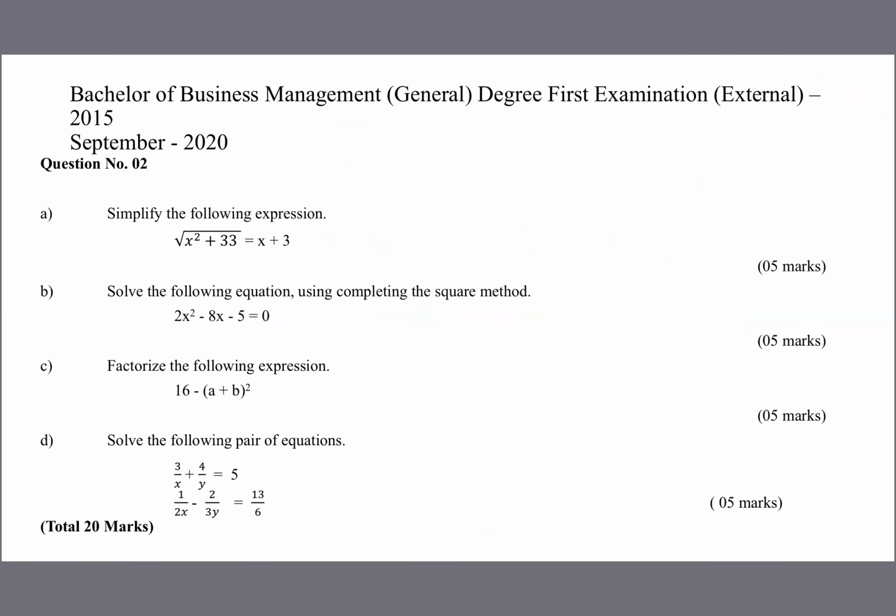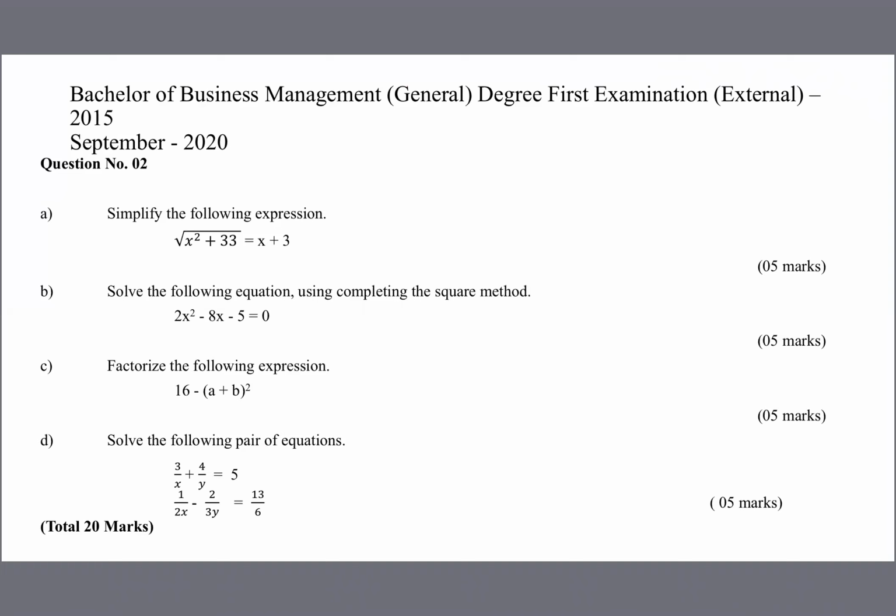And when I move to the next one, solve the following equation, part B. Solve the following equation using the completing the square method. Completing the square is another method that we can use to solve the question. When we solve a question, there are several methods we can apply.